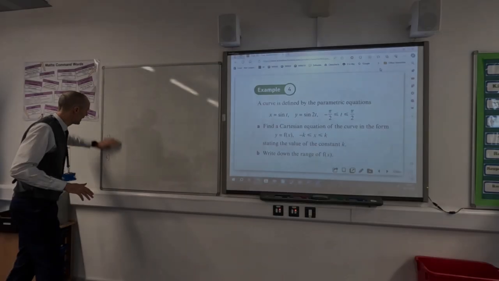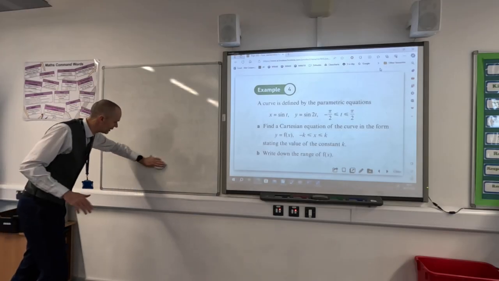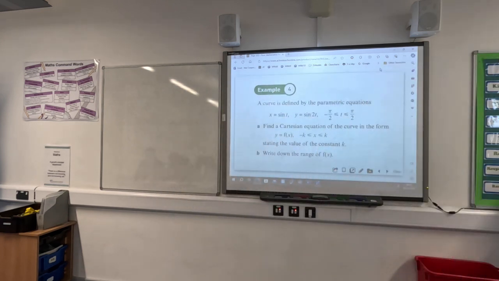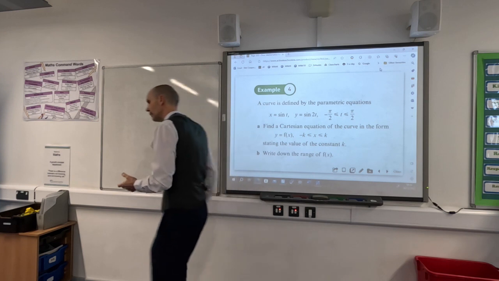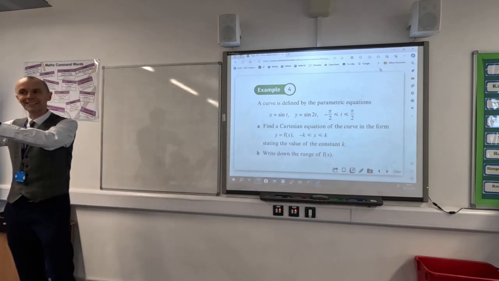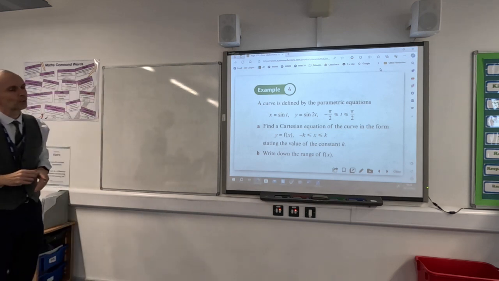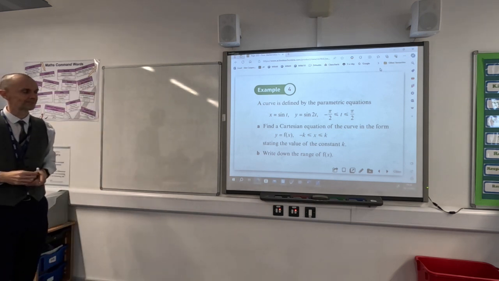So here we have a parametric function described in terms of sine t and sine 2t, and we're being asked firstly to find the Cartesian equation. So we know if this was a non-trig example, we'd be looking to rewrite one equation as t equals and substitute that in. As soon as we've got trig, we can't.